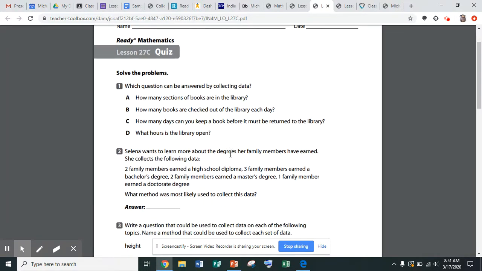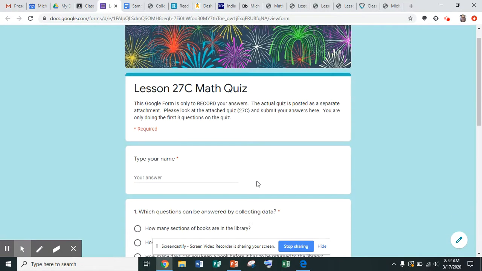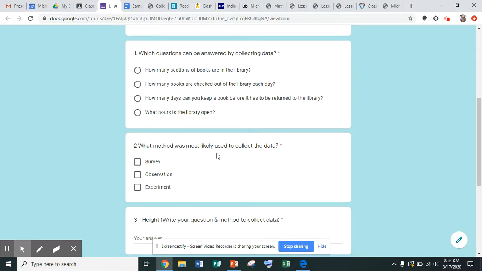Number 2, Selena wants to learn more about the degrees her family members have earned. She collects the following data. 2 family members earned a high school diploma. 3 family members earned a bachelor's degree. 2 family members earned a master's degree. 1 family member earned a doctorate degree. What method was most likely used to collect this data? So when you look at the Google form, what method was most likely used to collect the data? Was it a survey, an observation, or experiment?